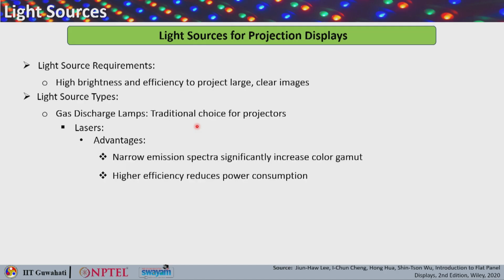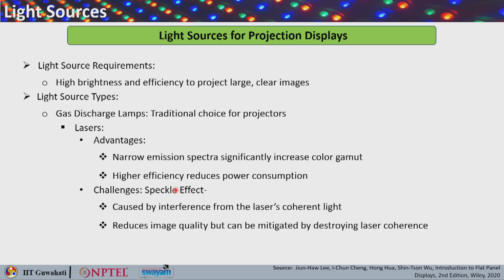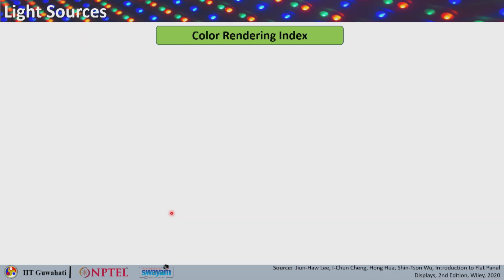Then lasers are used. They have their advantages like narrow emission spectrum that significantly increases the color gamut because you get more pure colors to mix, and then higher efficiency that reduces the power consumption. However, there are some challenges from these lasers, something called speckle effect, because this is caused by the interference from the laser's coherent light. So, that will reduce the image quality, but it can be mitigated by destroying the laser coherence. Okay. So, you can remove this effect to a great extent.